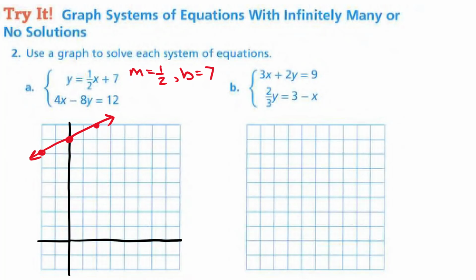And now we'll plot the second. Now the second line is in our standard form. So we're going to look at our intercepts. What do we get when we plug in 0 for our x? And what do we get when we plug in 0 for our y?